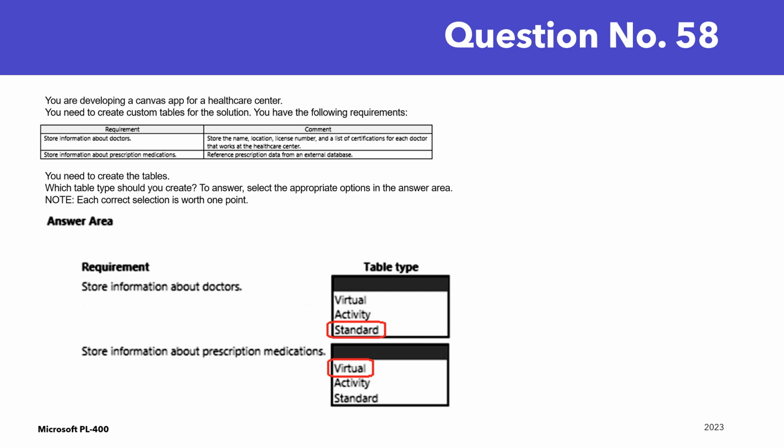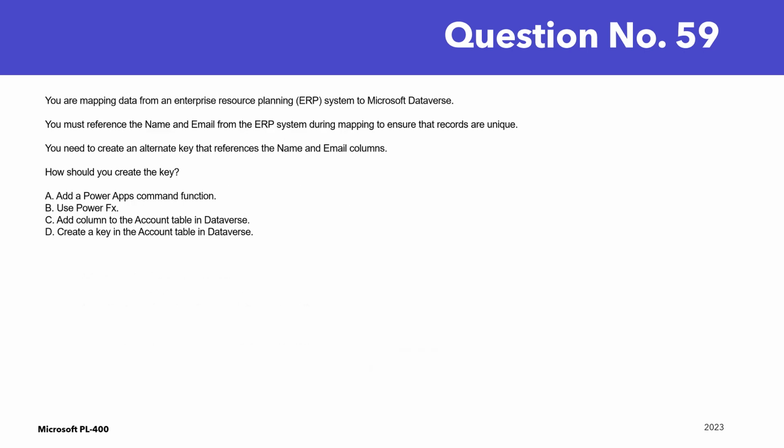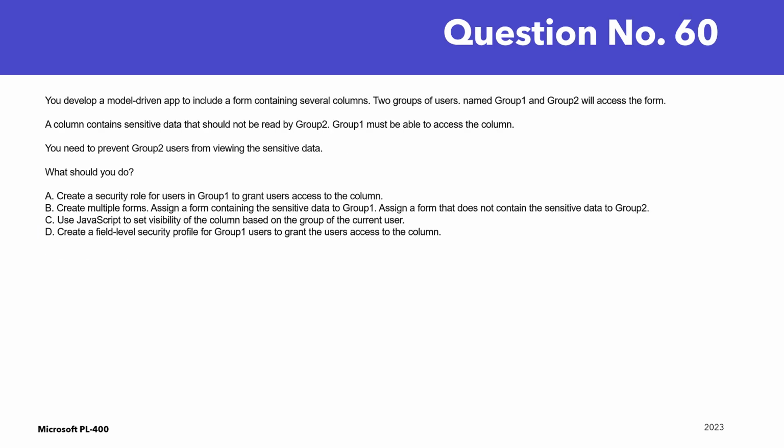You are mapping data from an enterprise resource planning (ERP) system to Microsoft Dataverse. You must reference the name and email from the ERP system during mapping to ensure that records are unique. You need to create an alternate key that references the name and email columns. How should you create the key? A. Add a PowerApps command function. B. Use PowerFX. C. Add column to the account table in Dataverse. D. Create a key in the account table in Dataverse. Correct answer, D.